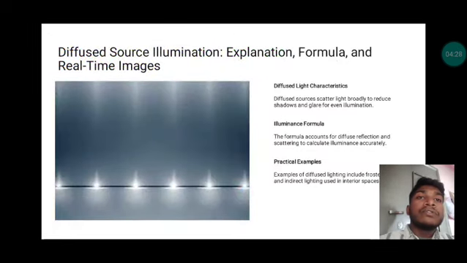And then diffused source illumination: explanation, formula, and real-time images. Diffused light characteristics, illuminance formula, and practical examples. These are the parts of diffused source illumination. Diffused light characteristics mean diffused sources scatter light broadly to reduce shadow and glare for even illumination. The formula accounts for diffuse reflection and scattering of light to calculate illumination accurately.